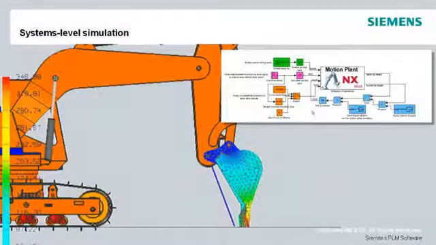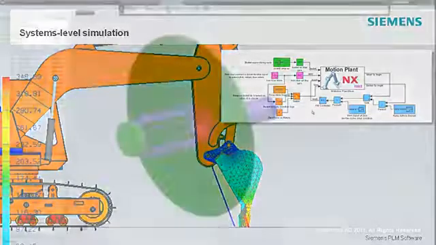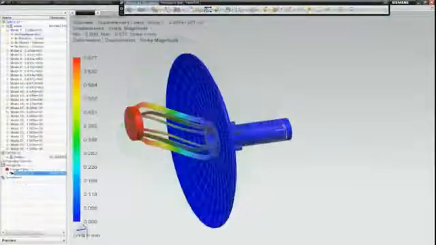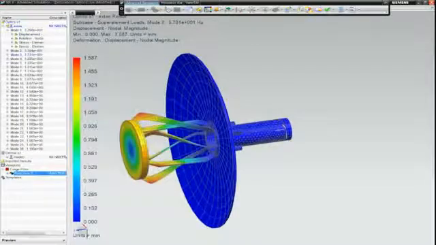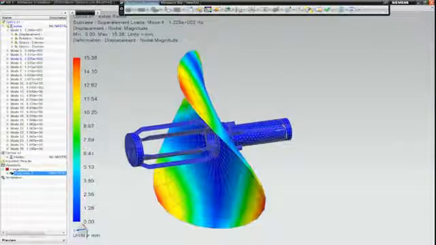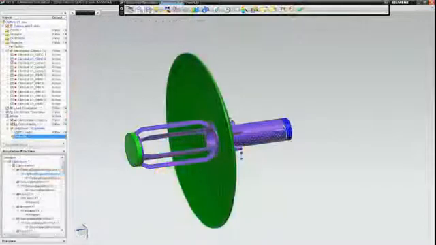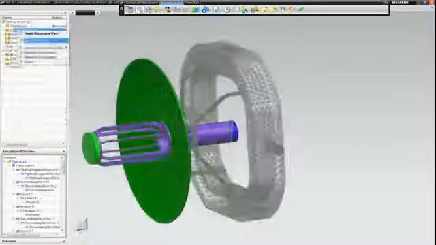NX CAE facilitates systems-level simulation through its ability to efficiently model and solve large analysis problems. In NX8, NX CAE enhances systems-level analysis through use of superelements within FE assemblies and adds parallel computing to its flow solver. A superelement represents an FE component as a reduced set of degrees of freedom. And in NX8, you can include superelements into complex FE assemblies.